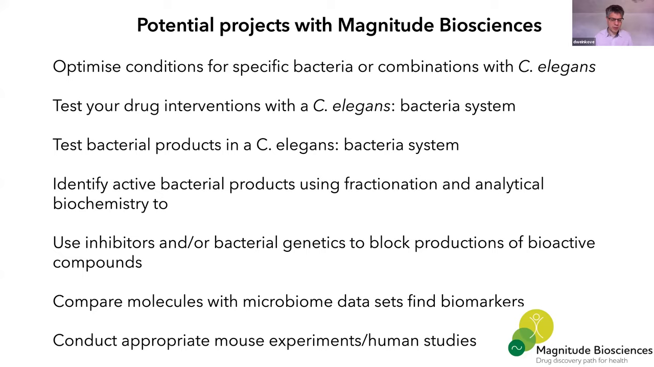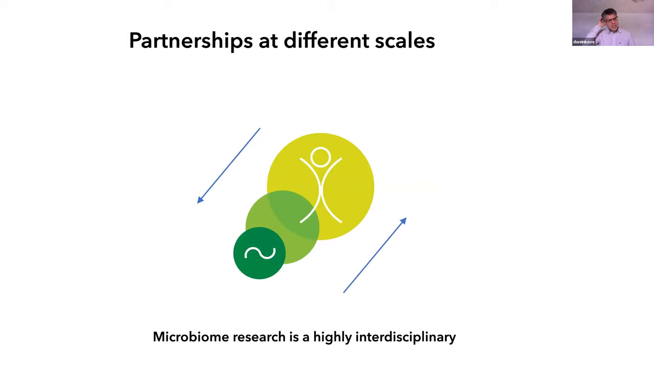And of course, as we would like to do with the folate stories, we can then conduct appropriate mouse experiments or human studies to follow that on. Obviously this is just one technology, as I said before, in the armory of the microbiome system. There are other things such as in vitro microbiomes, different systems, many that you may be involved in yourself. So I see it as a partnership on different scales. We can take things found in human studies and test them in worms. And likewise, we can take things we found in the C. elegans system and bring them up and test them in people.